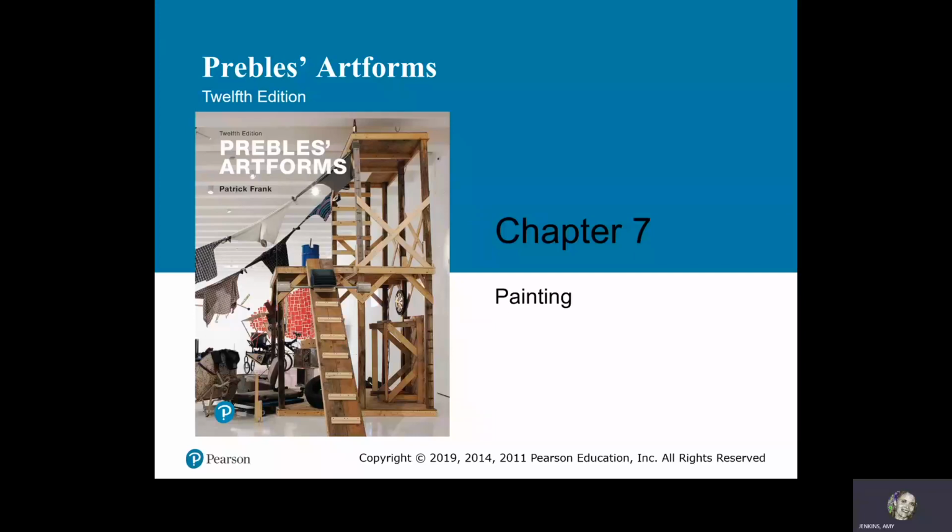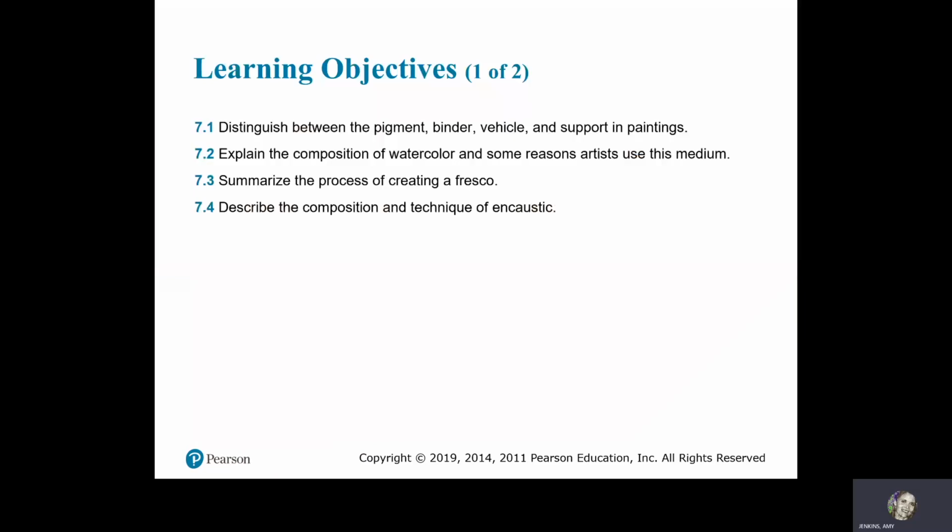Chapter 7, Painting. Distinguish between the pigment, binder, vehicle, and support in paintings. Explain the composition of watercolor and some reasons artists use this medium. Summarize the process of creating a fresco. Describe the composition and technique of encaustic.